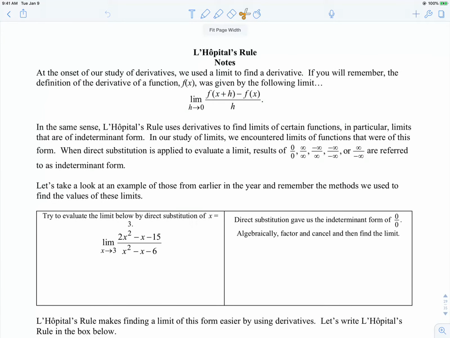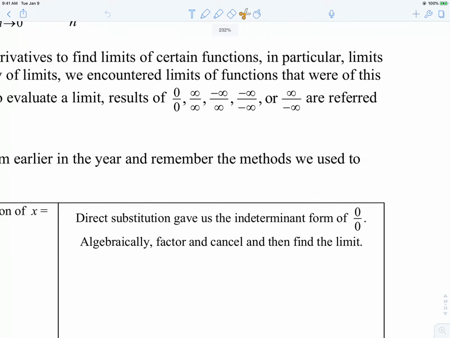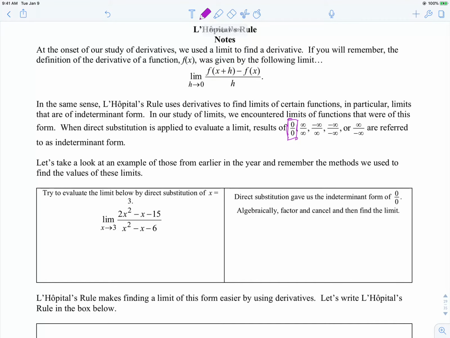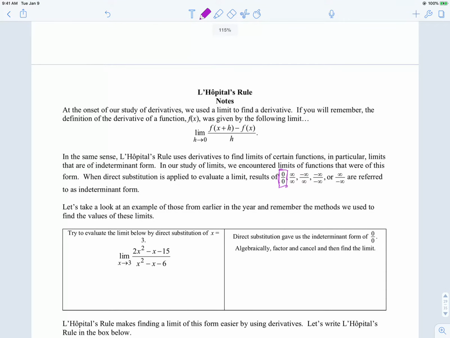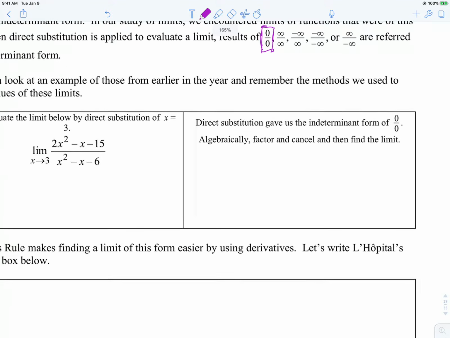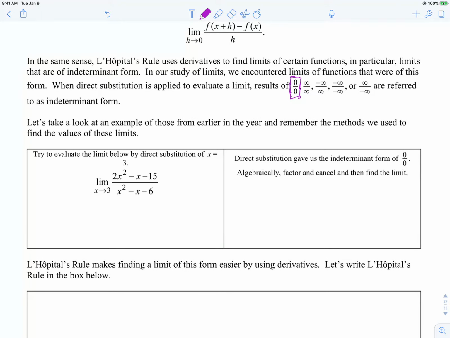So let's take a look at what it means. When we were doing limits earlier in the year, we would get what we call the indeterminate form when we tried direct substitution. And the one that we mostly looked at was 0 divided by 0. We said, well, there's a hole there, and we have to continue on and simplify with some algebra, and then we can redo direct substitution and find the limit. Well, we're going to use this rule. It's called L'Hopital's rule. And that rule is going to make it much easier so we don't have to do the algebraic method to find the limit when it's in indeterminate form.